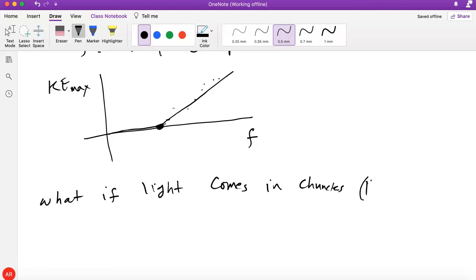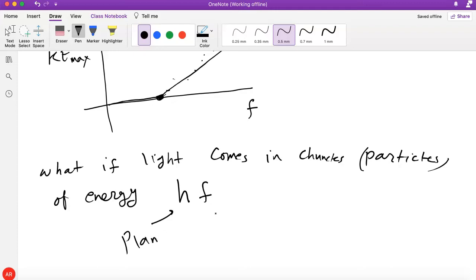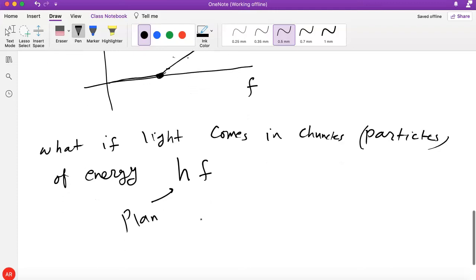Or particles? Some localized chunk of energy, hf. h is the Planck constant, which was introduced in the context of blackbody radiation. But let's not worry about that. Let's say light comes in some chunks, in some packets, whose energy is proportional to the frequency.